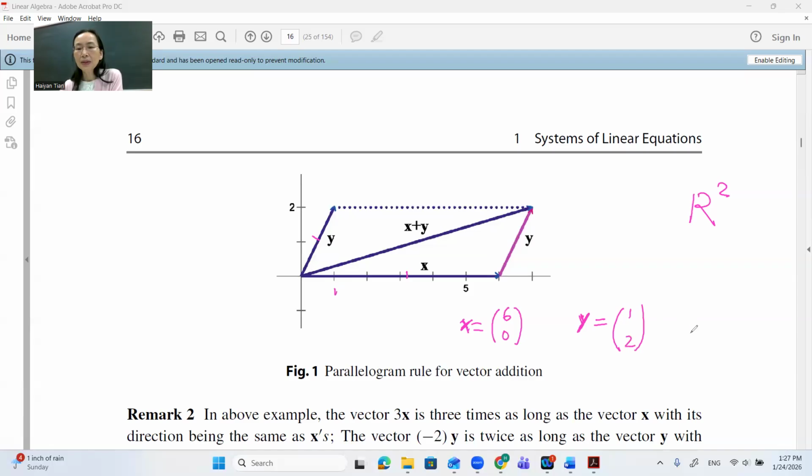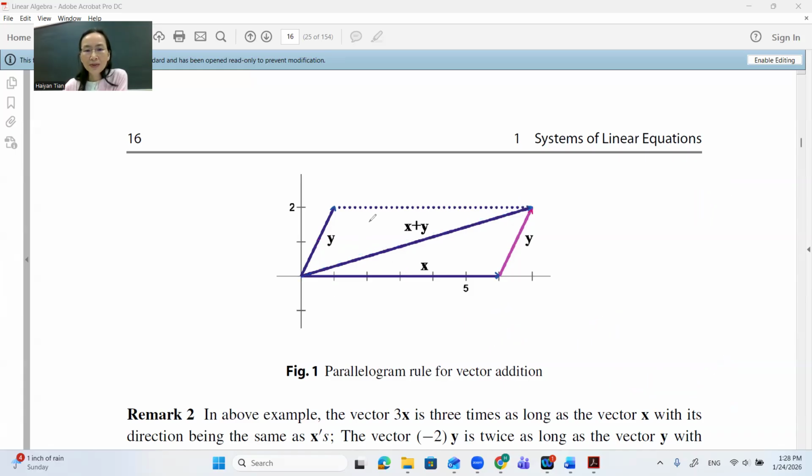And when we do a sum, we get x plus y, the two vectors. We add the corresponding entries, which is a 7, 2. So this is a 7 and 2. As you can see, that's another vector, which is here. Yeah, it is a diagonal of a parallelogram. That's the sum.